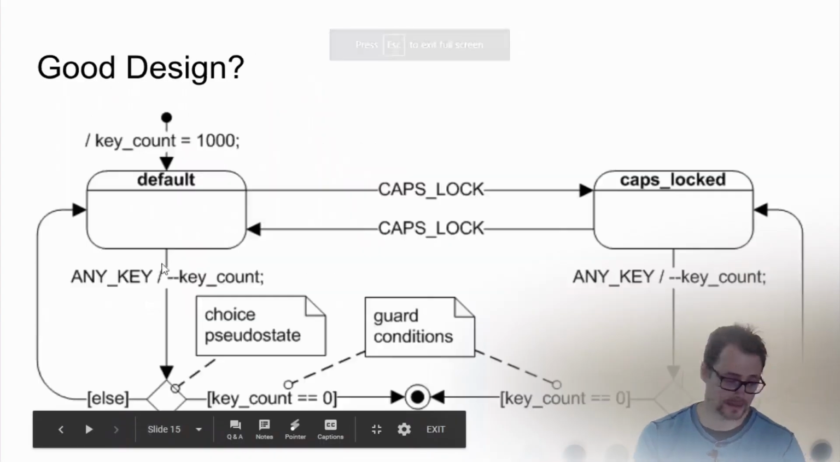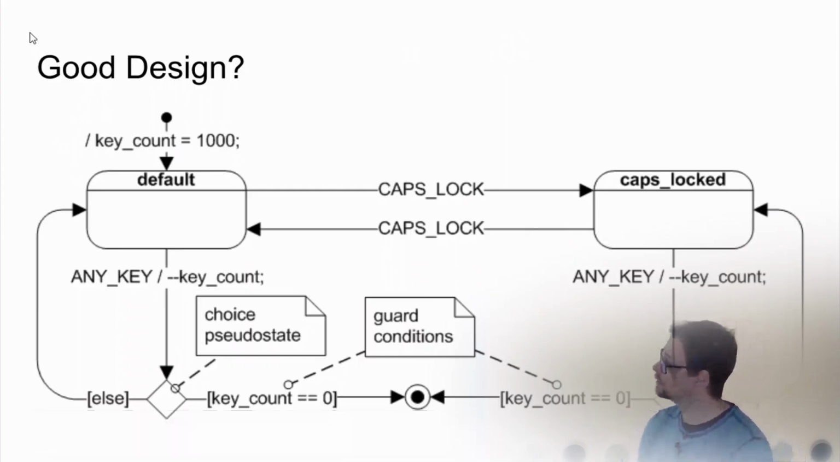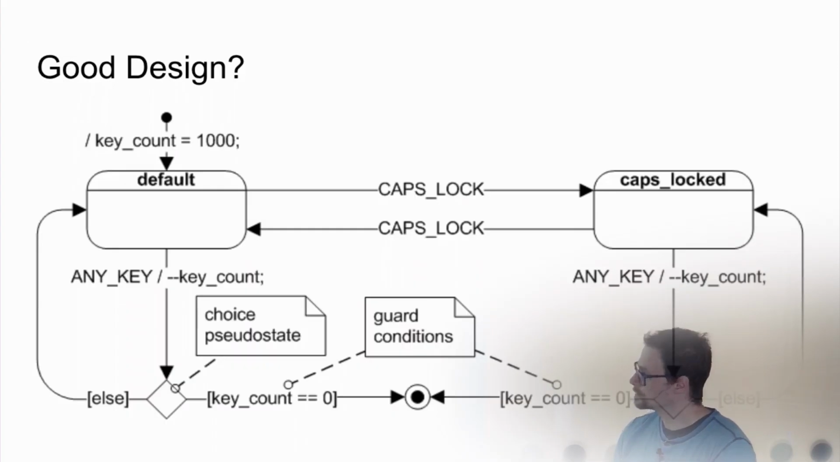My last slide is this state machine. Is this a good design, you think? Can we guess what it's a state machine for? Probably a keyboard. We have a caps lock event. That's not that common in other machines, I think.